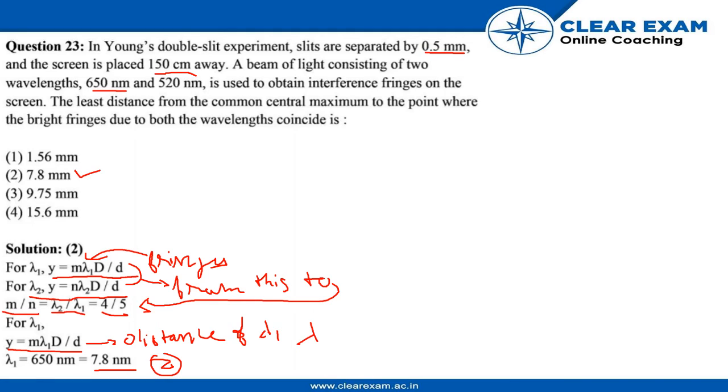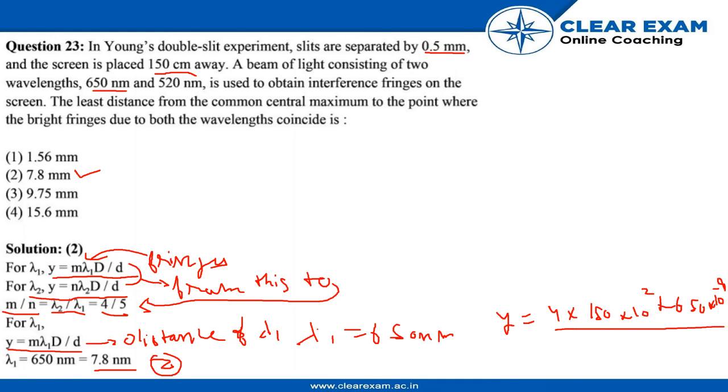Here the solution is that lambda 1 is equal to 650 nm, that is given. Now y is equal to 4 into 150 into 10 to the power 2 into 650 into 10 to the power minus 9, divided by 0.5 into 10 to the power minus 3. From this we get 7.8 mm, so the correct option is 2.